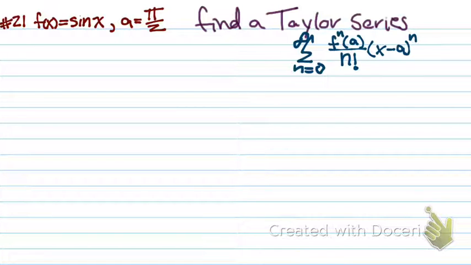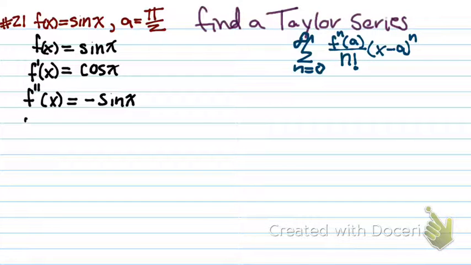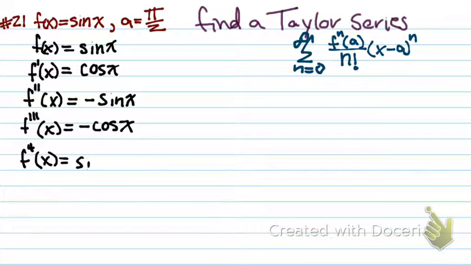Then we need to go and get derivatives. The derivative of sine is cosine. The derivative of cosine is minus sine. The derivative of minus sine is minus cosine. The derivative of minus cosine is sine. But then I see it's going to repeat.